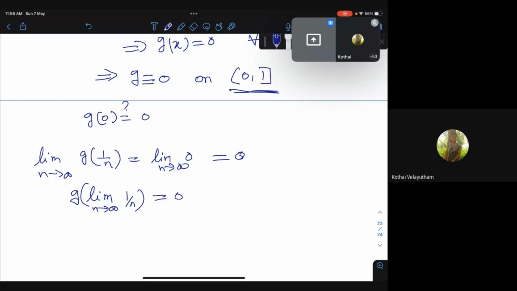What is this? g of 0. Because of continuity; otherwise it's not true. So g of 0 is also 0. That means g is identically 0 on closed 0, 1. So g is everywhere 0.